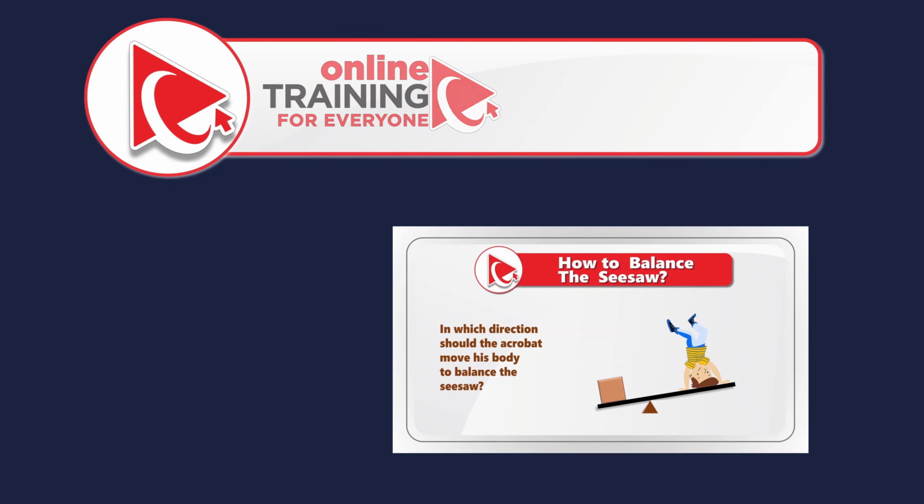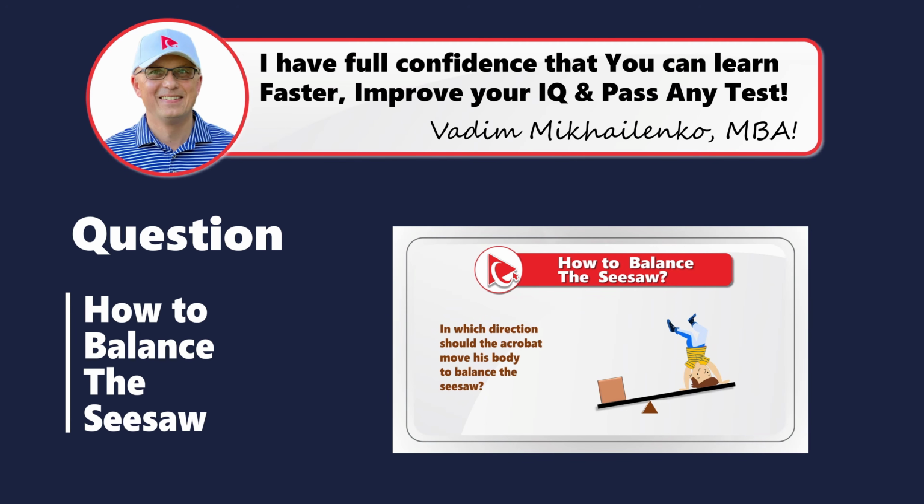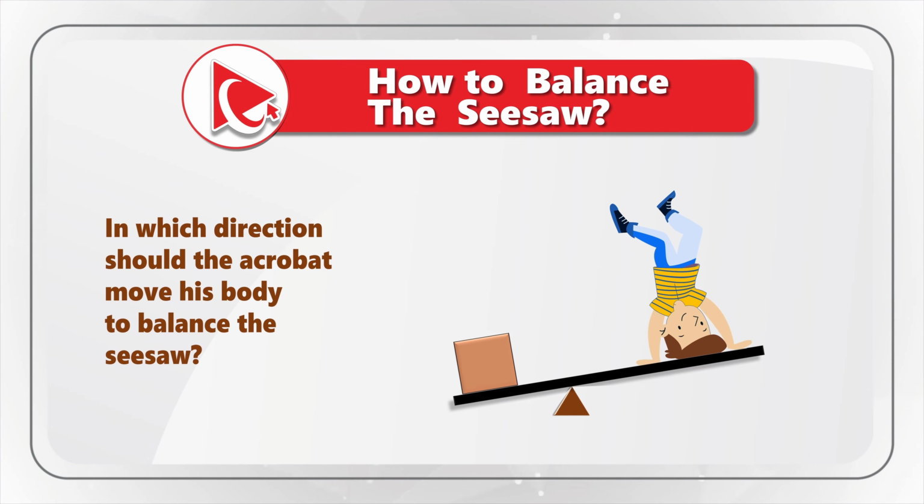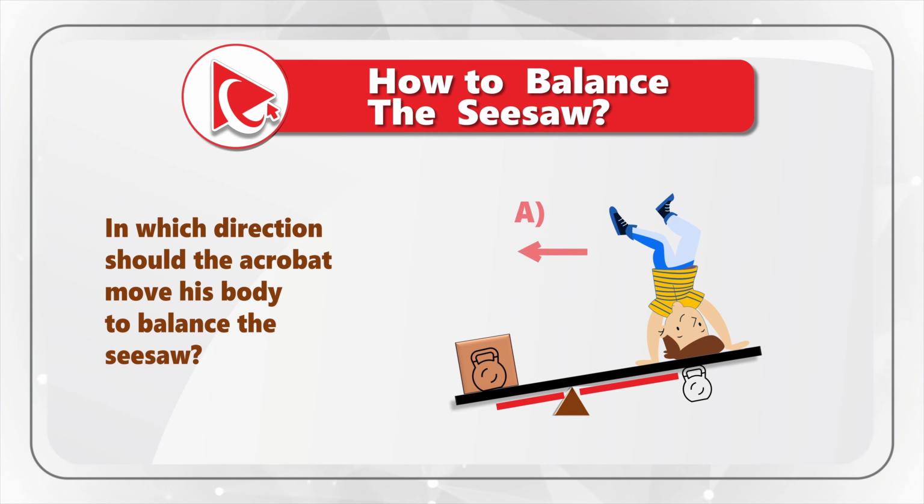And now I have a question for you to practice your skills. You're presented with a seesaw. On the left of the seesaw there is a weight, and on the right side of the seesaw there is an acrobat. You need to determine in which direction the acrobat should move his body to balance the seesaw. And you have 2 choices, choice A to the left or choice B to the right.